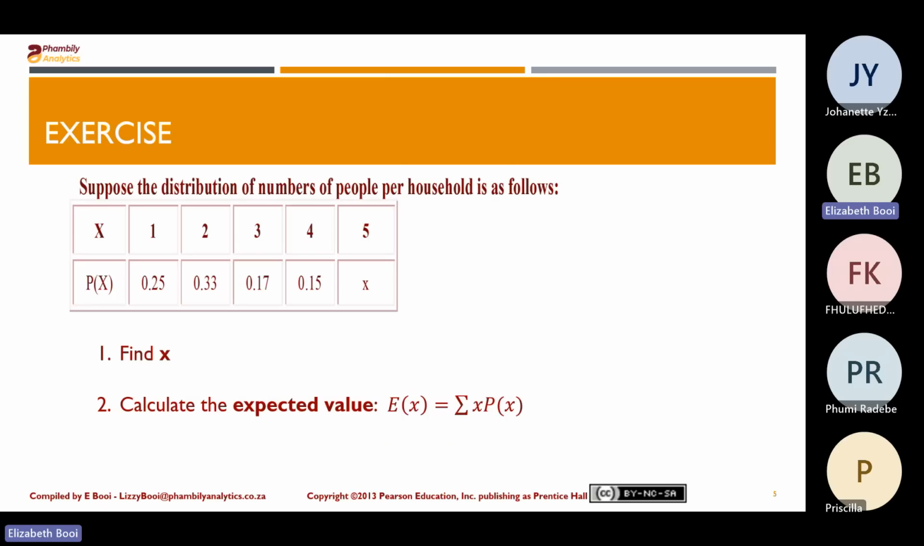If we need to calculate the standard deviation, oh sorry, not the standard deviation as yet. Let's look at an example from this question that we have. Suppose the distribution of the number of people per household follows this distribution. The first thing you need to notice with this question is that there is a missing probability. Knowing that the sum of all probabilities is equal to 1, we can find the value of x by adding all these values and subtracting them from 1.